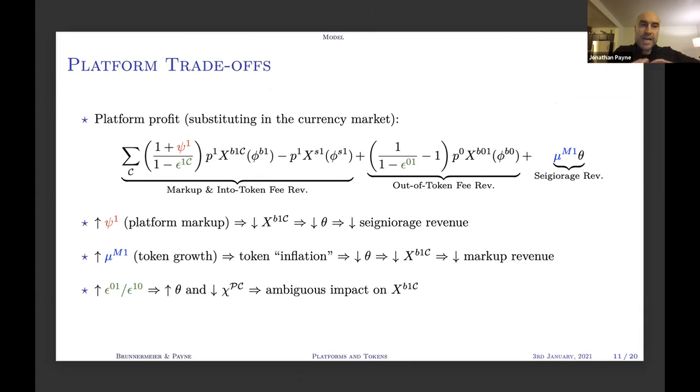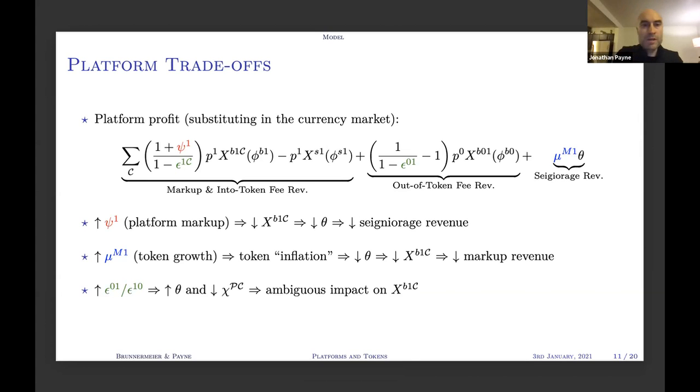Okay, so that's what the platform problem ends up looking like. And so we can see again these dynamics, we can see again the trade-offs that the platform faces. So if they choose to increase the markup on the platform, that means that fewer buyers want to go to the platform. And so the volume of trade on the platform, this XB1C, goes down. Fewer people hold the portfolio and they get less signage revenue. Likewise, if they increase token growth, we get token inflation and fewer people hold the currency. So fewer people end up going to the platform and decreases markup revenue. Okay, so we see these trade-offs coming out that I talked about in the introduction.